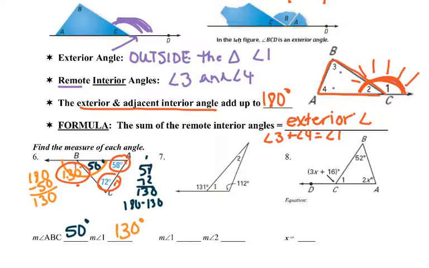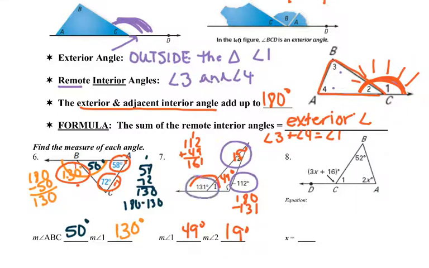Here in number 7, I'm doing the same problem, but just in a little bit different order. 131 and angle 1, those make a straight line. So I can subtract from 180, angle 1 is 49 degrees. If I want to find angle 2, I'm going to add up 112 plus 49. That's 161. If I subtract 161 from 180, I get 19 degrees in here. And again, I have this double check that 19 plus 112 is going to add up to 131. The sum of the remote interior equals the exterior.